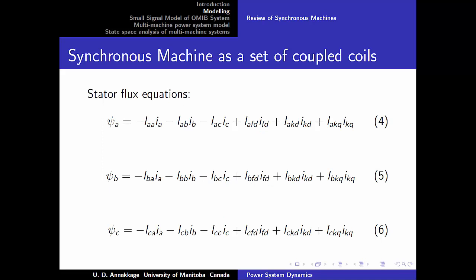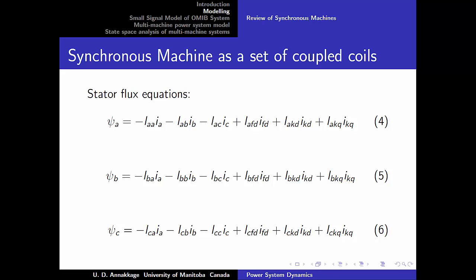The magnetic flux in any one of the coils is made up of self and mutual components. For example, in equation 4, we have flux in coil A. The first term is the flux due to its own current IA, and LAA is the self-inductance of coil A. The second term in the flux equation is the flux induced in coil A due to the current in coil B, and LAB is the mutual inductance.